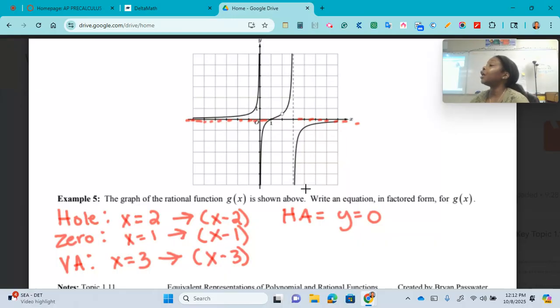The degree of the denominator is greater, so that is the reason why we have a horizontal asymptote at y equals 0. All right, now let's create the equation.